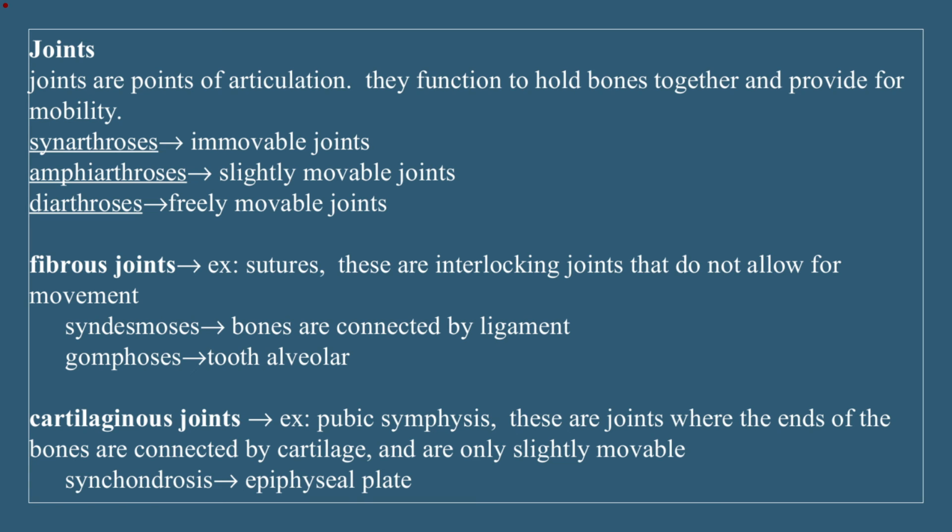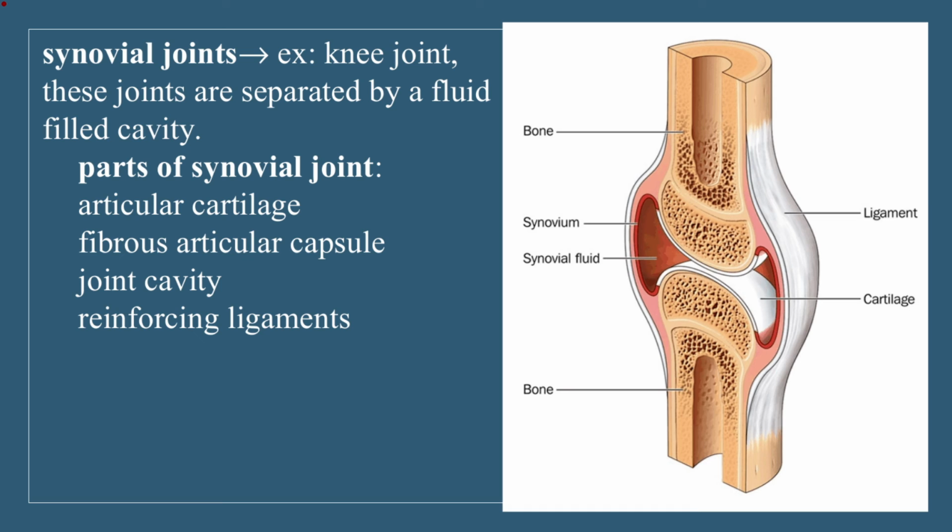Cartilaginous joints, pubic symphysis. These are slightly movable. Not a lot of movement there at that pubic symphysis. And if you've delivered a baby vaginally, you can appreciate how slight that movement is. Okay. Synchondrosis, epiphyseal plate is technically a joint. And these fall under those categories as other examples.